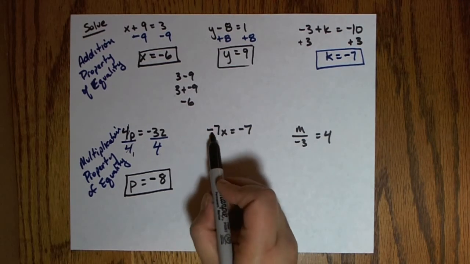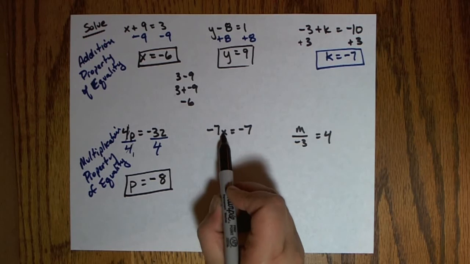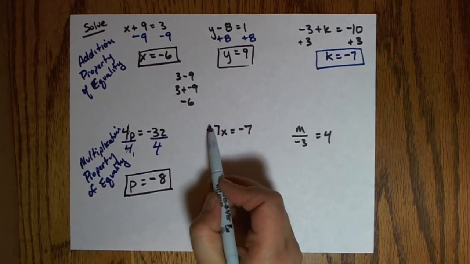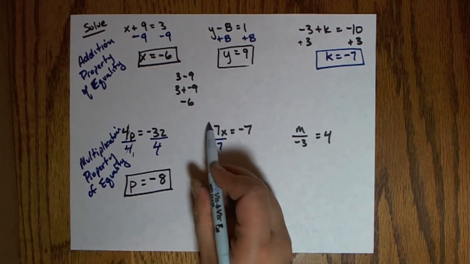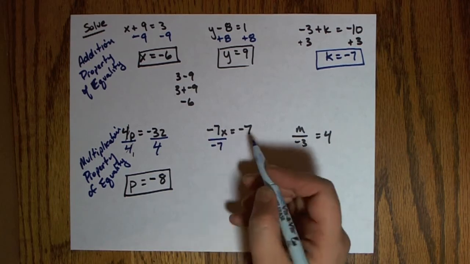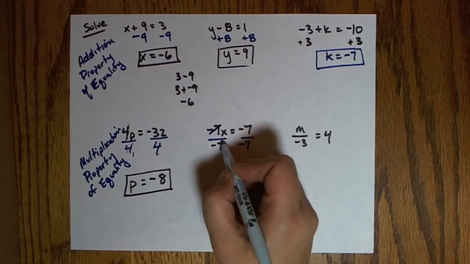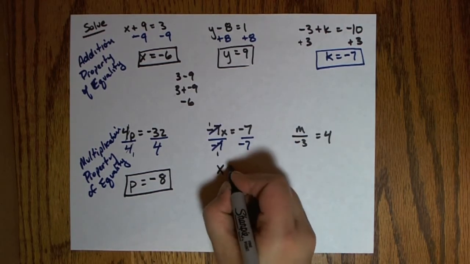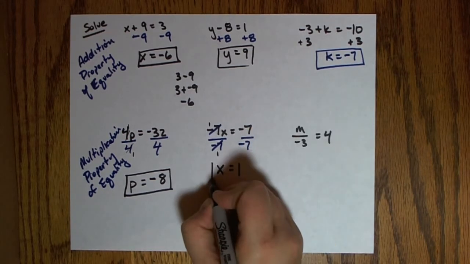On the next problem, I have negative 7x equals negative 7. Negative 7x is negative 7 times x. So again, to eliminate that coefficient, that number that's being multiplied by x, I'd have to divide by it. And I'm going to divide by the entire coefficient, including its sign. If I do it to the left side, I have to do the same to the right. And on the left side, they'll cancel out. And I'll just be left with x. And the right side, negative 7 divided by negative 7 is a positive 1.